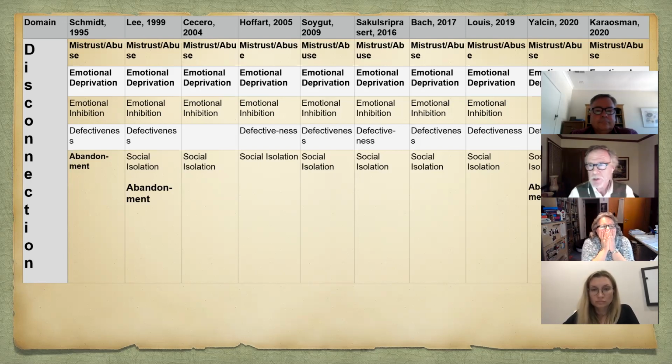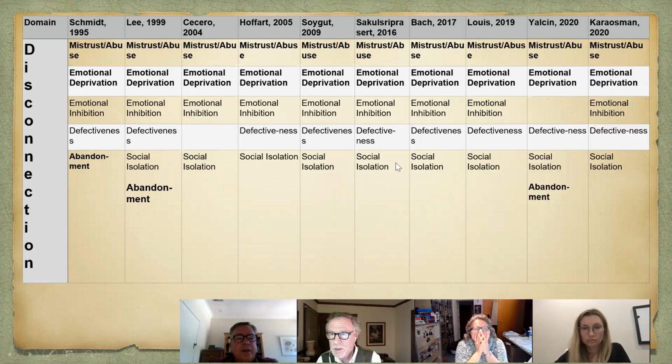Emotional inhibition is not in, I can't see why, I've got something blocking. Which study was that, yours, Chris, where it didn't come out in the disconnection domain? Yes, it didn't come out in disconnection in this one and this one. Okay, it should actually be blank as well. Okay. So that's something which is pretty consistently there, but not always. So that's interesting. Defectiveness also is most of the time there, and social isolation. So we're going to go on to the next one.